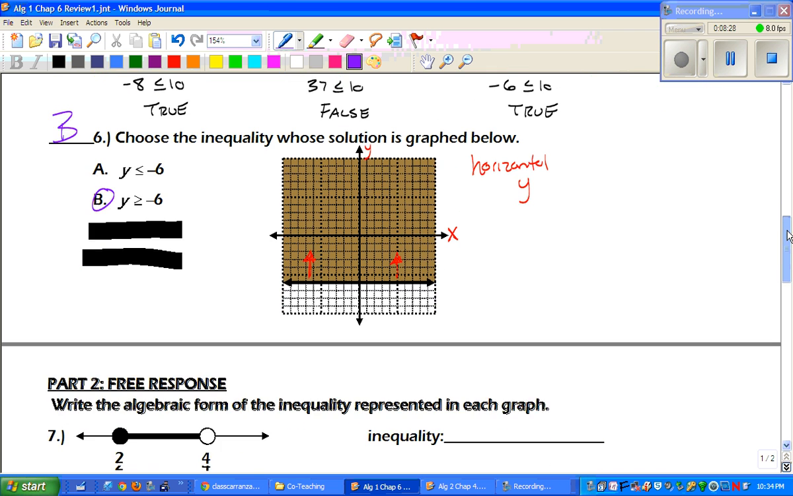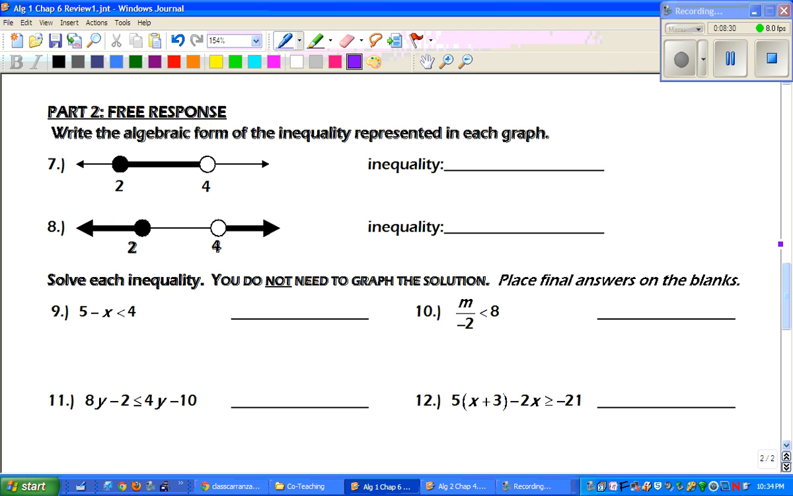Alrighty, let's go ahead and flip it over. Now, part 2 is the free response. Just write the algebraic form of the inequality represented in each graph. Now, I know one of these is an AND graph and the other is an OR. Whenever I see this break right here, I like to write the OR right away because that means that's when we're going to have the 2 x's. Okay? So this other one, x is going to be in the middle.